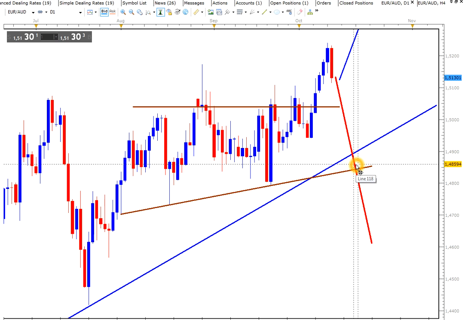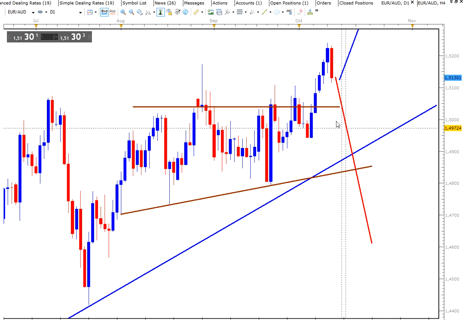So that's it for the situation on the Euro Aussie dollar now. We'll have to wait for confirmation over the next couple of days and take advantage of strong trading opportunities along the way.